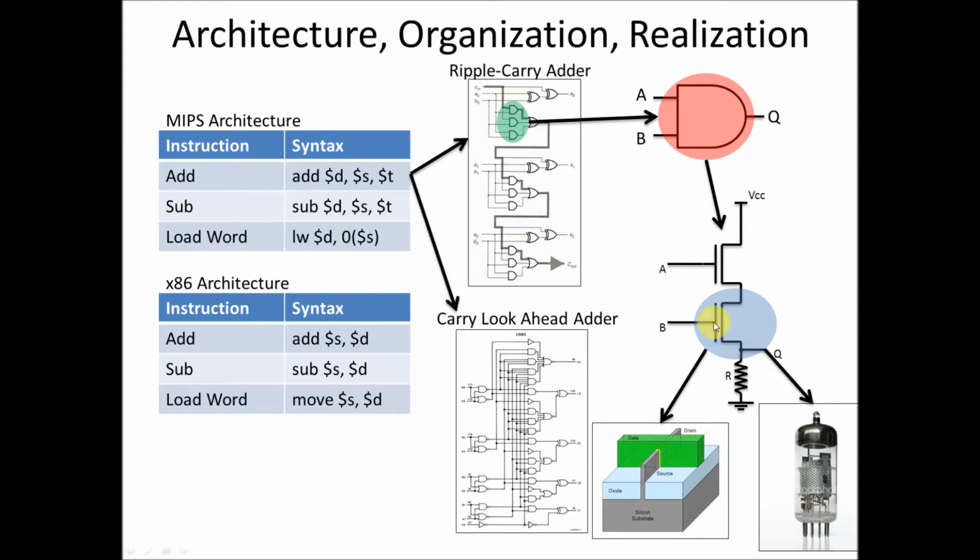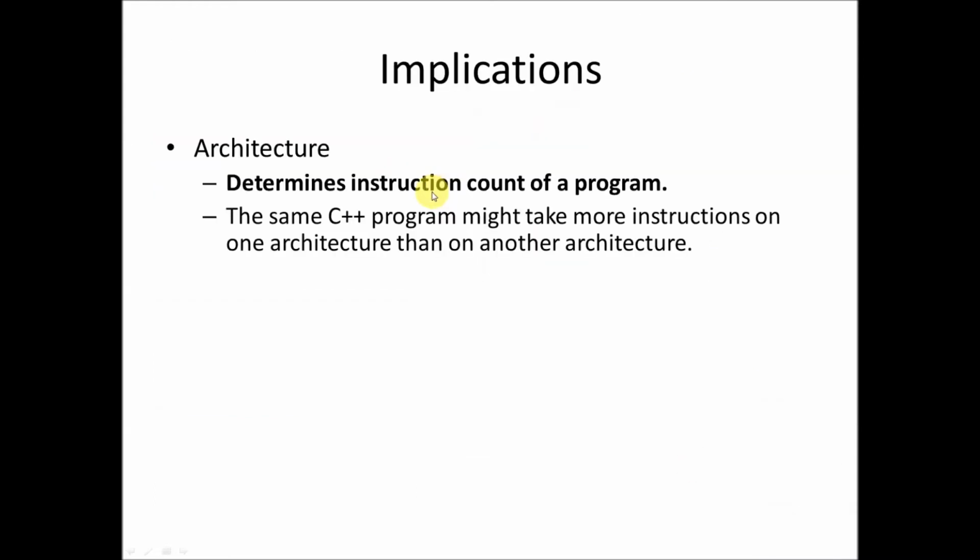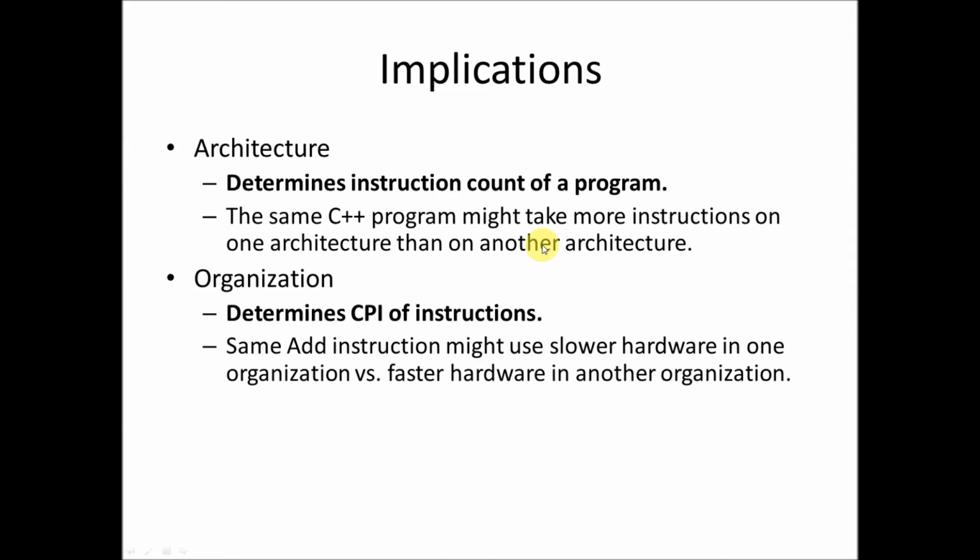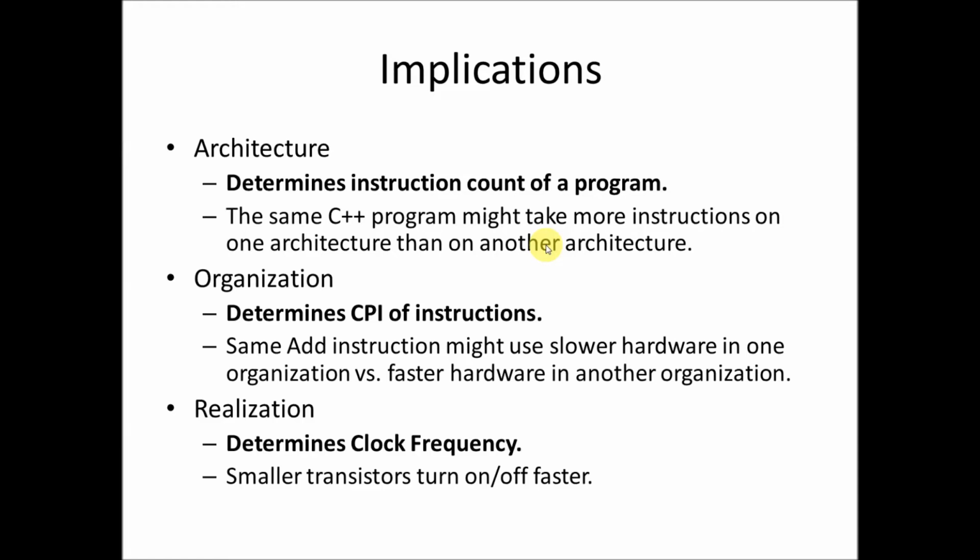So that's the difference between architecture, organization, and realization. The implications for this is that the architecture determines the instruction count of a program. Depending on what instructions are available and how the instructions are formatted, the same C++ program might take more instructions on one architecture than on another architecture. The organization determines the CPI of instructions. The same add instruction might use slower hardware on one organization versus faster hardware on another organization.